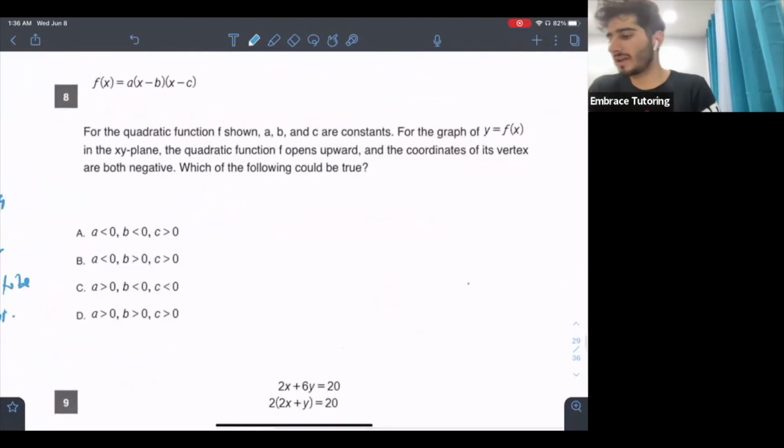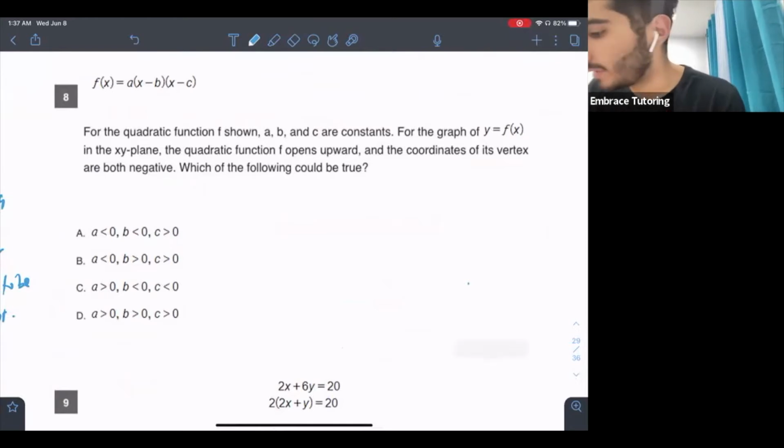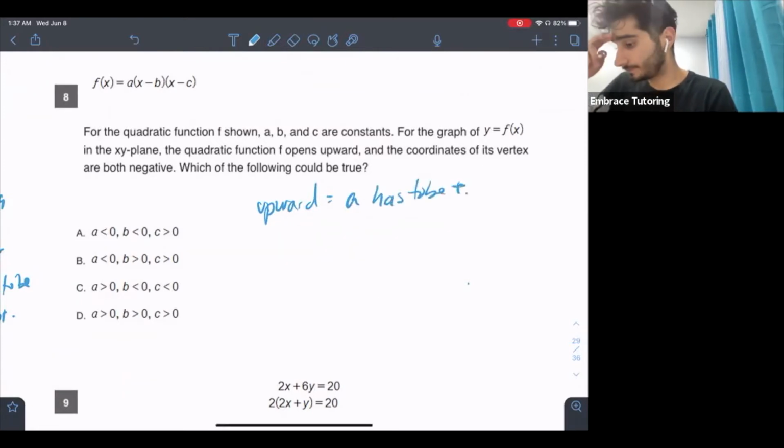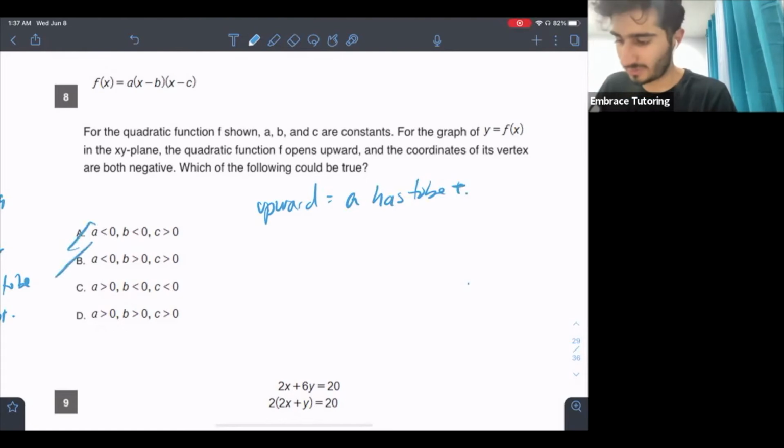Question 8. For the quadratic function f shown, a, b, and c are constants. So the graph y is equal to f of x in the xy plane, the quadratic function opens upward. If it opens upward, a has to be positive, meaning that A and B are eliminated.